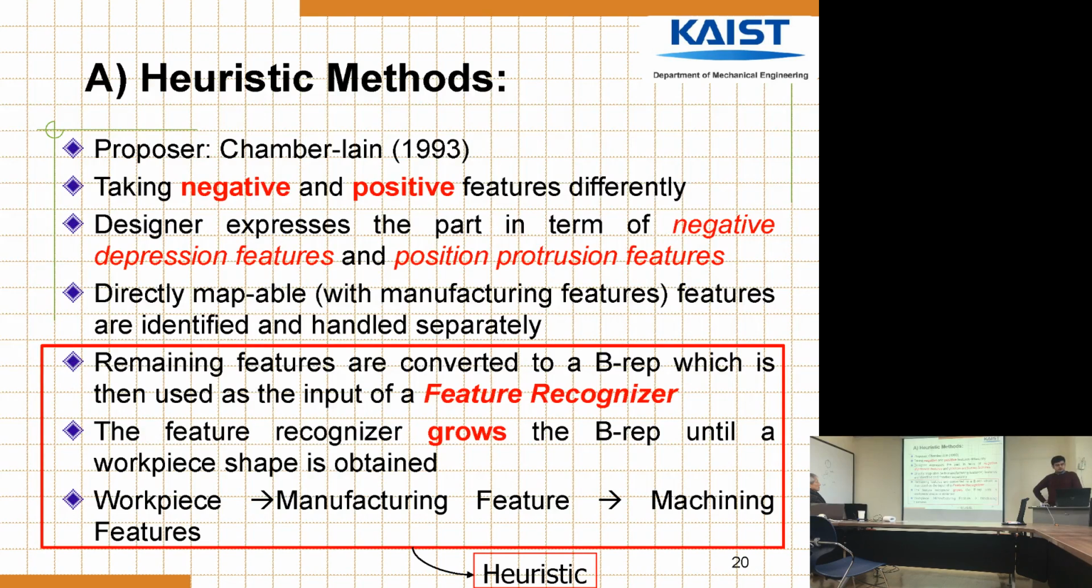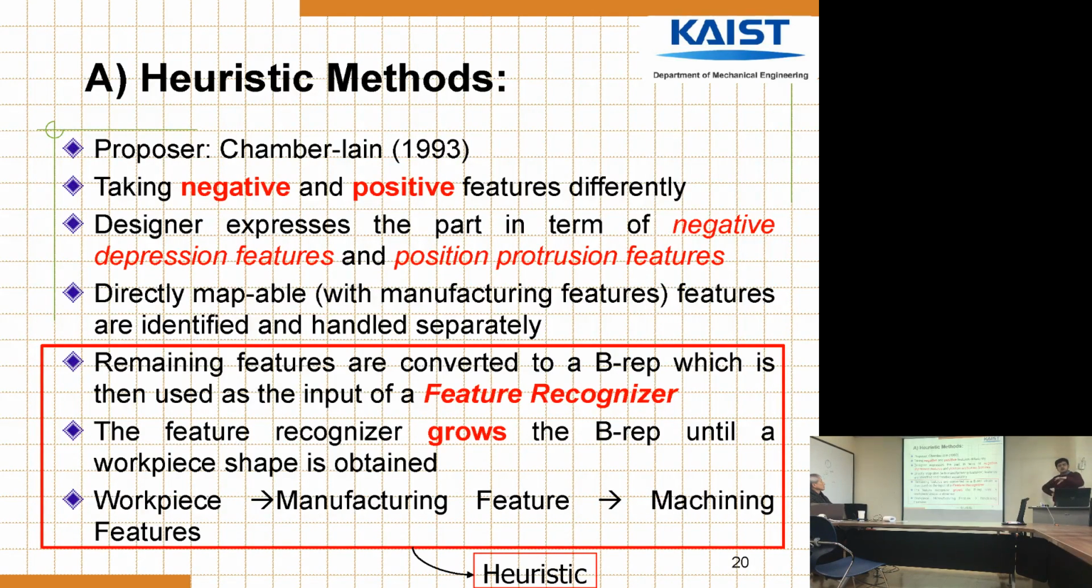The heuristic approach here is that those which are not directly mappable, you convert into a BREP, which is then used as an input to a feature recognizer. So here a feature recognizer is used, which starts from, let's say, one face, adds faces, and finds what the workpiece is, something that can be translated into a manufacturing feature.